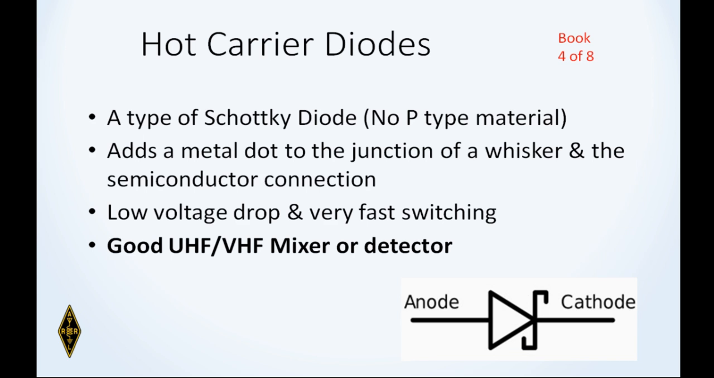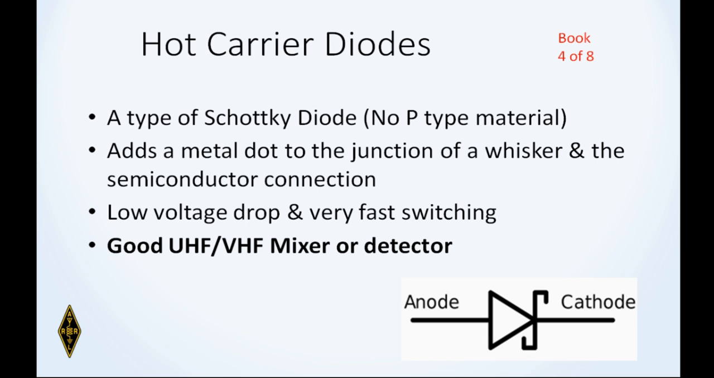All right, moving on, hot carrier diodes. These are used for UHF and VHF mixers or detectors. It's a type of Schottky diode, so again, you see the S there. It adds, though, a metal dot to the point where the wire connects to the N-type material. And this has very low voltage drop and very fast switching. So these are hot carrier diodes.